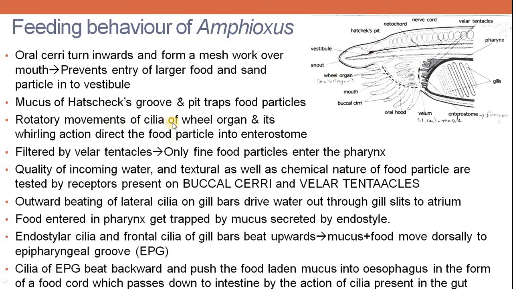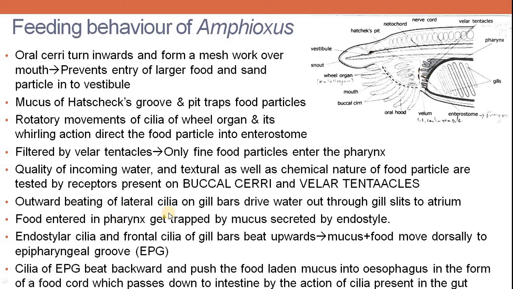Then the rotatory movement of the cilia of the wheel organ and its whirling action will direct the food particles into the enterostome. Enterostome is the central hole of the velum. These food particles are filtered by velar tentacles. Only fine food particles will enter the pharynx through the enterostome. This portion is the pharynx. The quality of the incoming water and the textural as well as chemical nature of food particles are tested by the receptors present on the buccal cirri and velar tentacles.